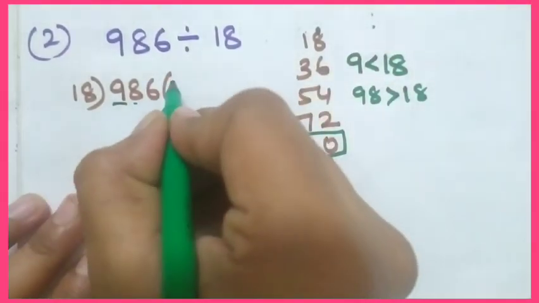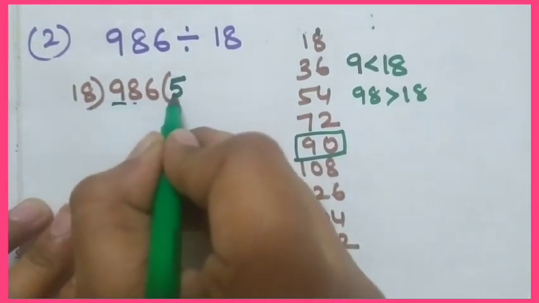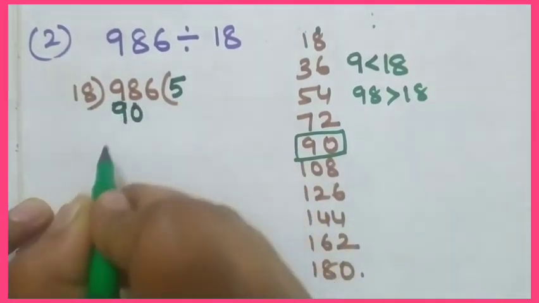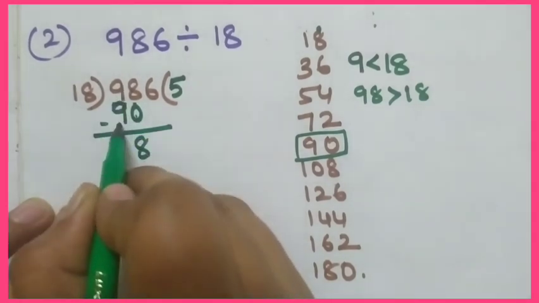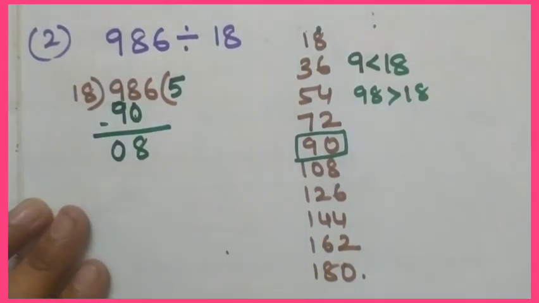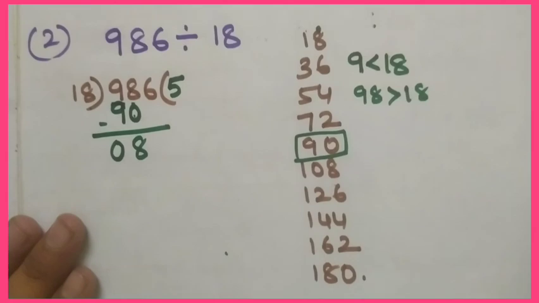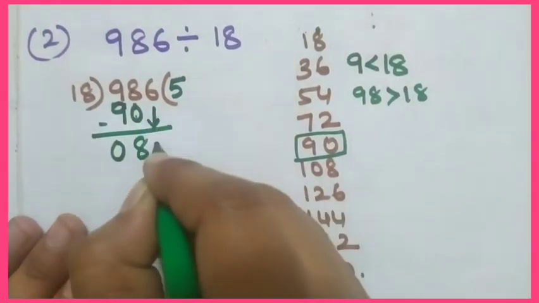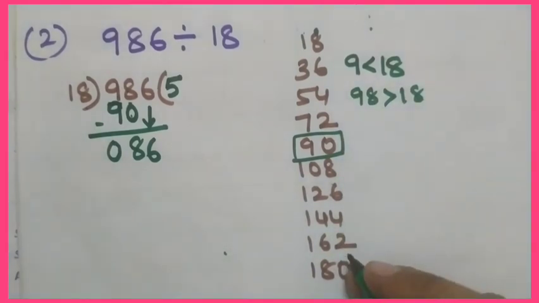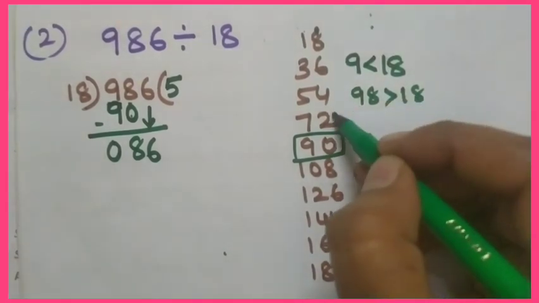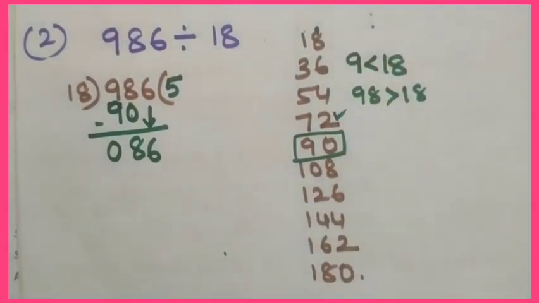18 5s are 90. So 18 5s are 90. Okay. 8 minus 0 is 8. 9 minus 9 is 0. Now we have to take this 6 down. In the 18 table we got 86. No, we got 72. Okay.